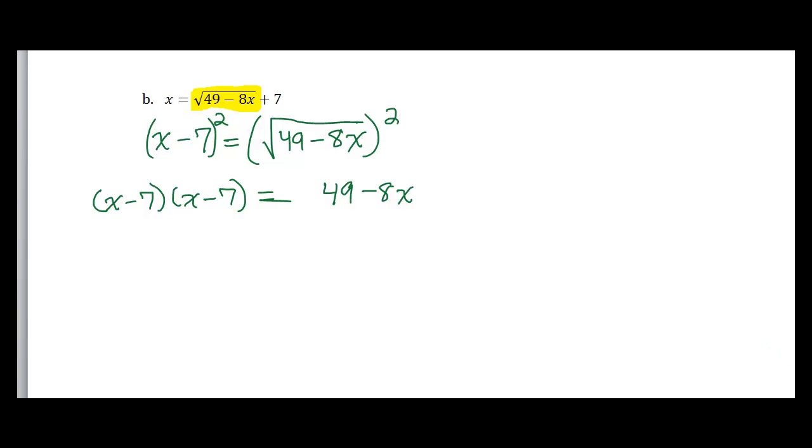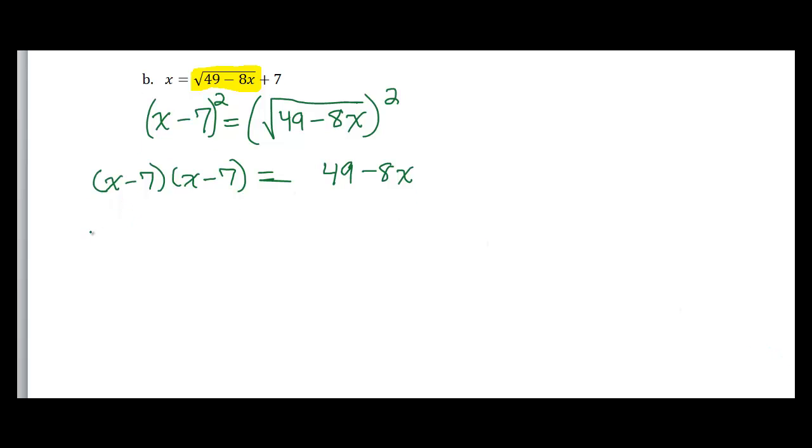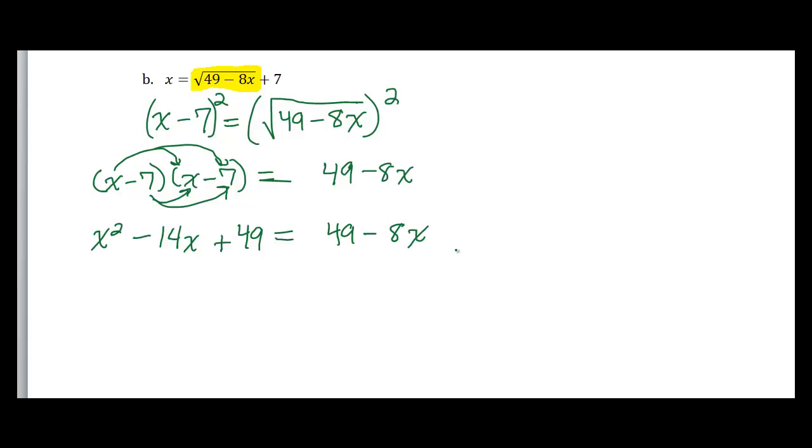I'm going to FOIL this out pretty quickly. This is a perfect square trinomial, so it's going to be x squared minus 7x minus another 7x, which gives me minus 14x plus 49. And that's going to equal 49 minus 8x. Since my highest power is x squared, I'm going to get everything on one side. This is a quadratic equation. To solve that, we have to factor. So I'm going to subtract 49 from both sides, and if I want this side to be 0, I need to add 8x also.